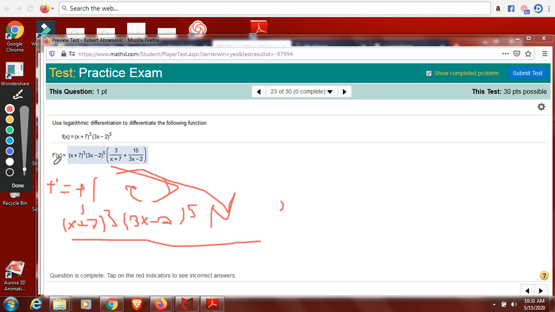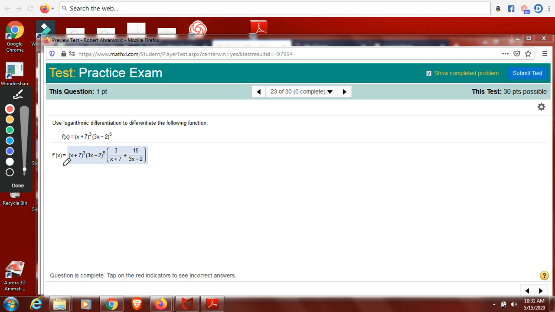So that's why the final answer for using logarithmic differentiation to differentiate this function is the original function times this expression: 3 over x plus 7. That came from differentiating 3 times ln of x plus 7. That's what happened to the factor raised to the third power when we took ln of this whole expression. And then plus 15 over 3x minus 2. That's what happened to the second factor when we took ln of 3x minus 2 raised to the fifth power. We're left with 5 times ln of 3x minus 2. Its derivative is 5 over 3x minus 2 times 3. 5 times 3 is 15.